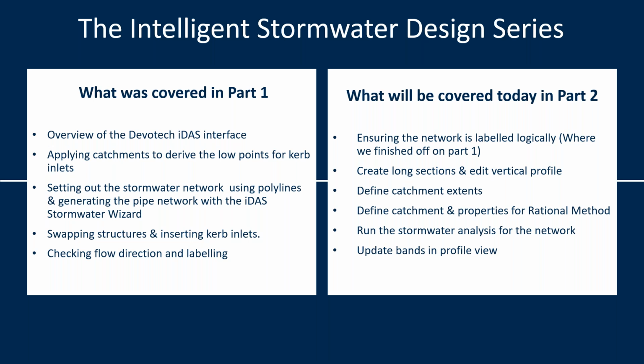So today, what's going to be covered is we're going to ensure that the labeling of the network is correct and logical. Then we're going to create the long sections, check out the profile, see if everything's looking good and technically sound. We're going to then define the extent of the catchment and, of course, its properties to run the rational method, execute the analysis, and then update the data so it displays correctly in the profile view band.